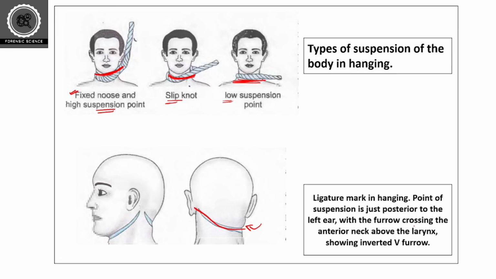Okay, here you can see the ligature mark in hanging at the point of suspension just posterior to the left ear, and the furrow crossing to the anterior neck above the larynx, which shows an inverted V. Okay, and here everything is clear.